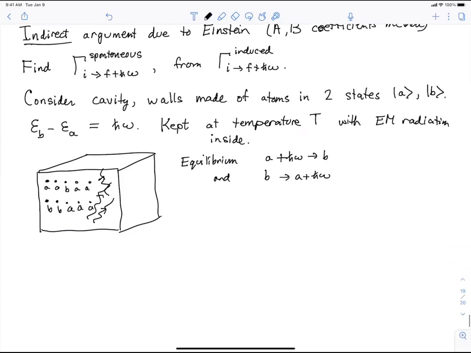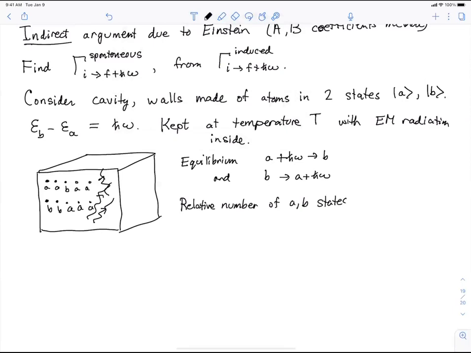Okay, now here's where the statistical mechanics is going to help us. What statistical mechanics tells us is how many things there are in each of the states, the relative number of them. It won't tell us the absolute number, but we're not going to need that. Okay, so the relative number of A and B states.